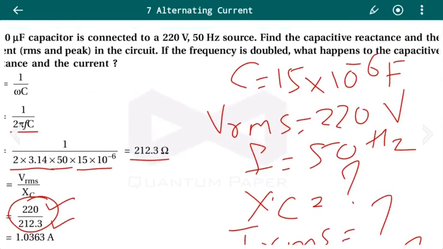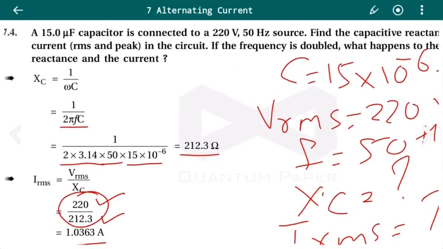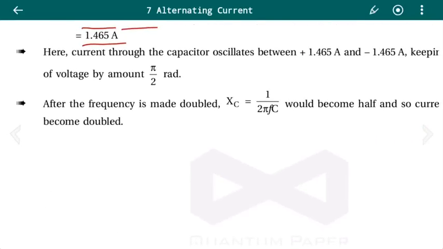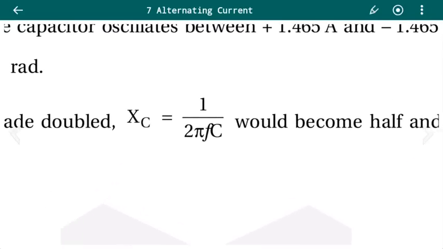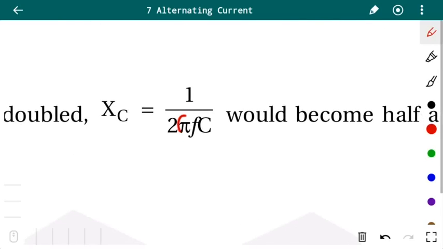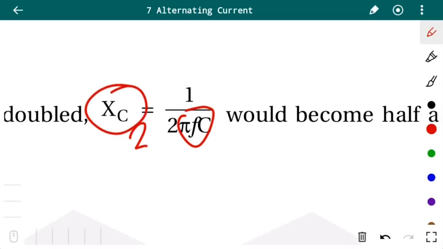Now we need to check, if the frequency is doubled, what happens to the capacitive reactance and the current. Now see, the formula for the capacitive reactance is 1 upon 2 pi f C. So capacitive reactance is inversely proportional to the frequency. So if we double the frequency, that is, instead of f we write 2f, then the capacitive reactance would be half.